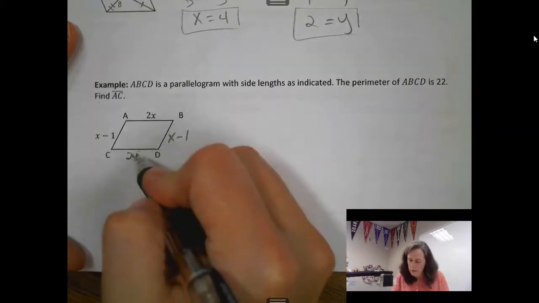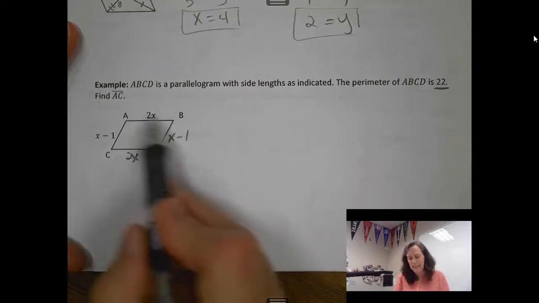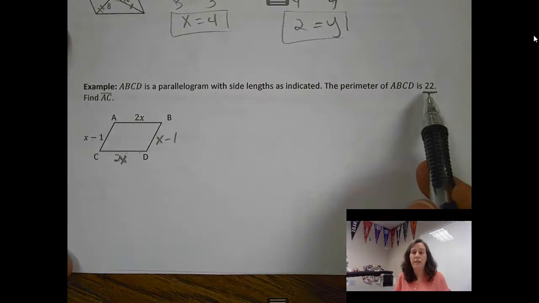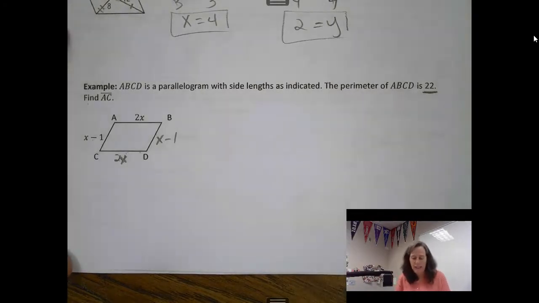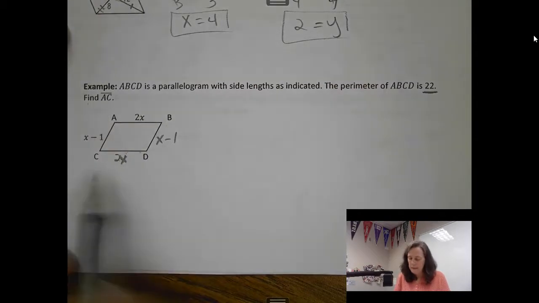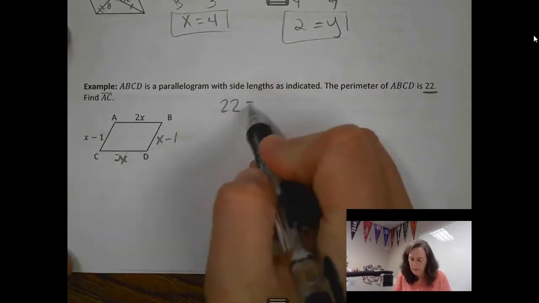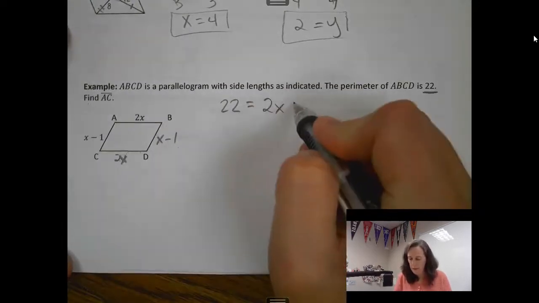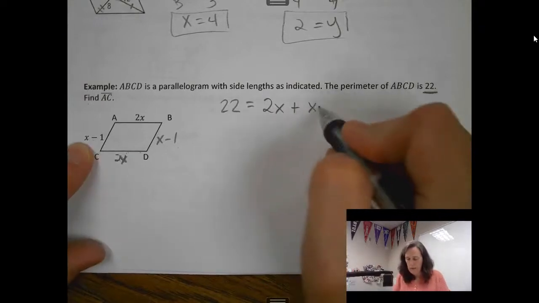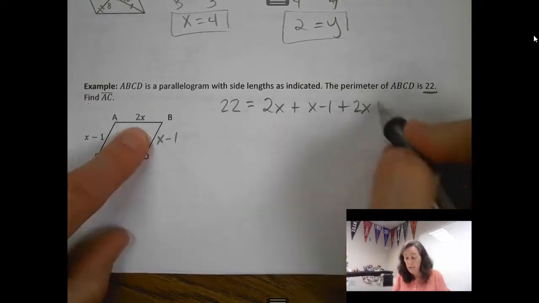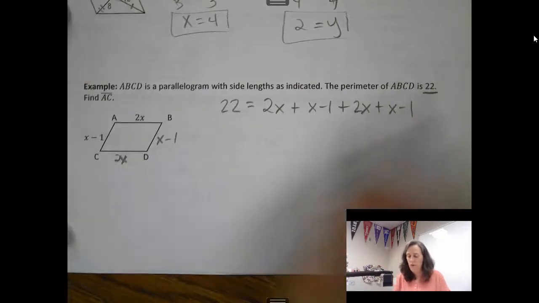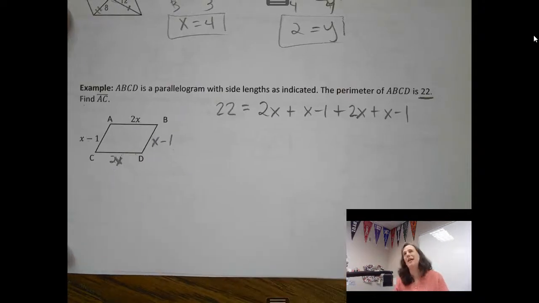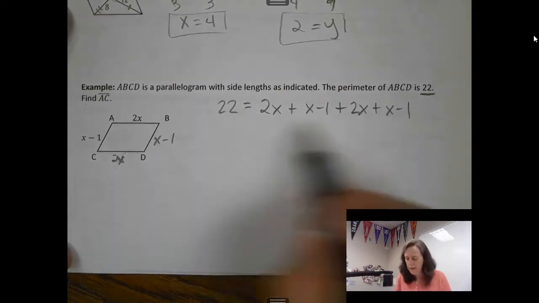We do know the perimeter is 22, so if we add all the sides together, it equals 22. That's actually enough then. We can solve for x using that equation and then go back and plug it in to find AC. So let's set up. The perimeter is 22, and that's when we take all 4 sides and add them together. So 2x plus x minus 1 plus 2x plus x minus 1. So that's all 4 sides. But there's only one variable, so we can do this. If there were x's and y's, we wouldn't be able to. But we have just x.